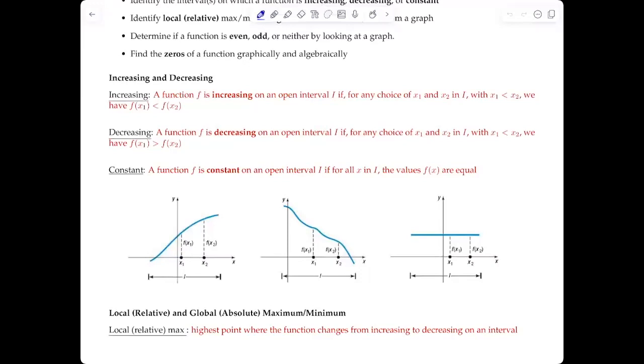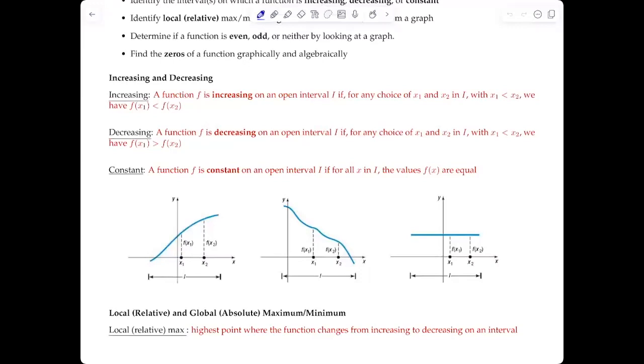Now, for decreasing functions, again, you look at the graph from left to right. x1 is always on the left of x2. But in this case, the height of the function at x1 is greater than the height of the function at x2. You're okay with that? Okay. And for the constant functions, again, from left to right, x1 is on the left of x2, but the height of the function at x1 is equal to the height of the function at x2. Therefore, on that part of the function, it's constant. Any question?